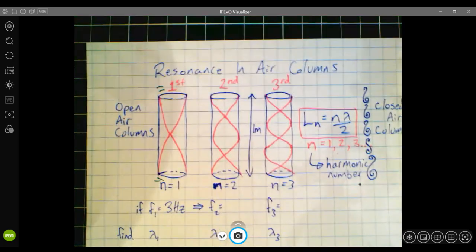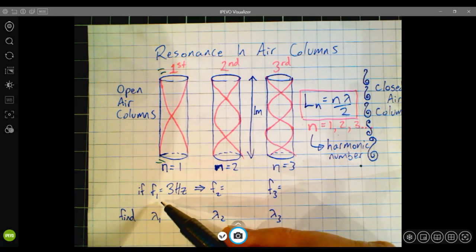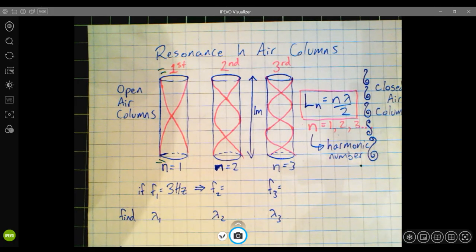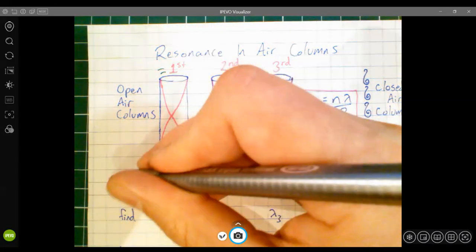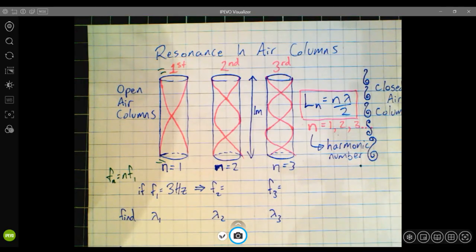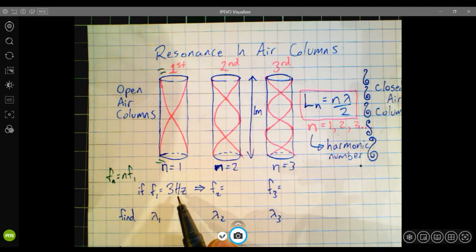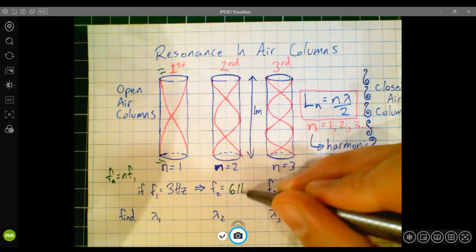A little bit of figuring out that I want to do here before I carry on, though. If the 1st harmonic frequency was 3 hertz, then the second one would be, and I'm just going to make a little note, remember that Fn is equal to n times F1. So the second harmonic, n is equal to 2, 2 times the first harmonic, 6 hertz.